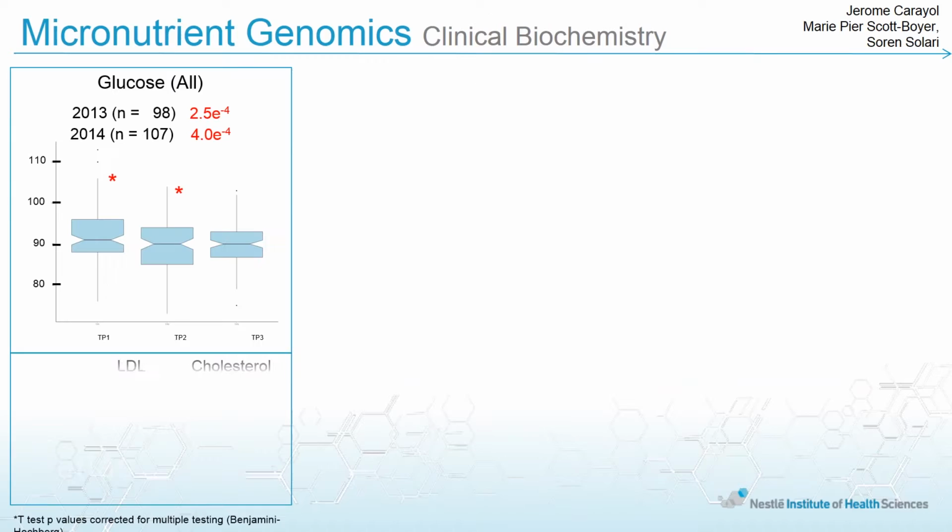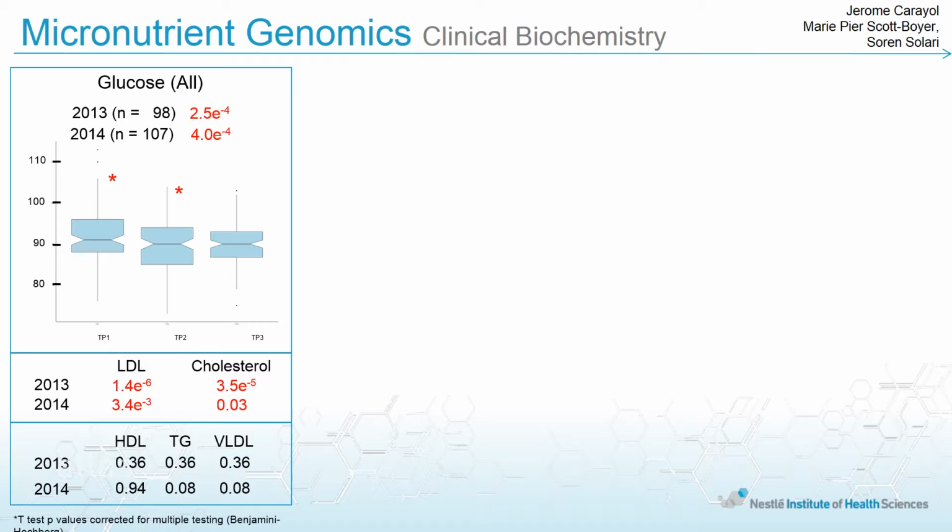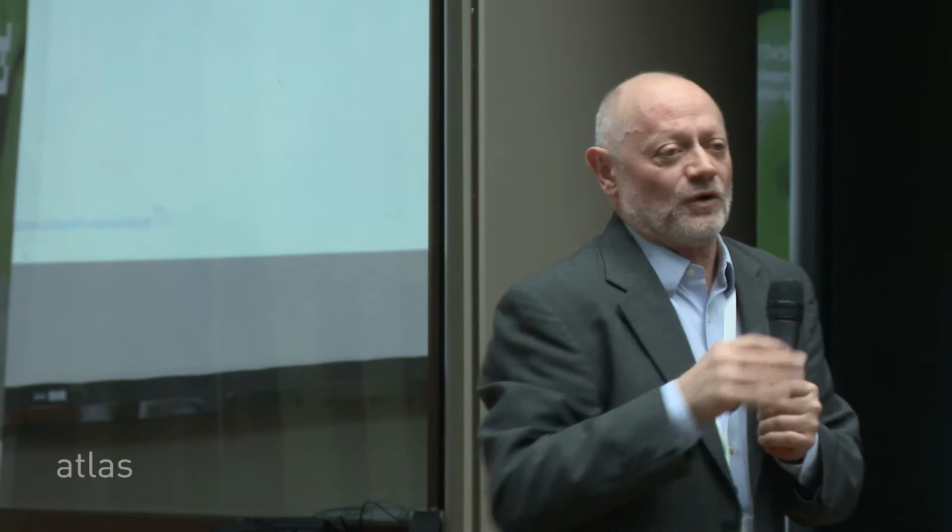I'm only going to show you one type of data from this. We got an average glucose decrease that's statistically significant at 2.5 times 10 to the minus 4th, or 4 times 10 to the minus 4th in the second year. Now, the percent change is actually quite small clinically, but the results were replicated. We also found LDL decreases and total cholesterol decreases. So the population average that we could look at, which I told you I don't like, but public health people will, said that this is a good thing to do.